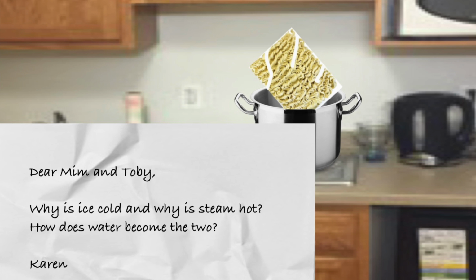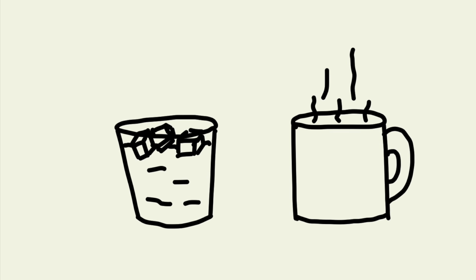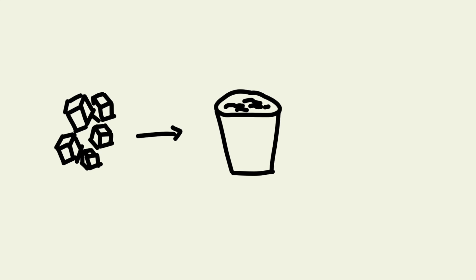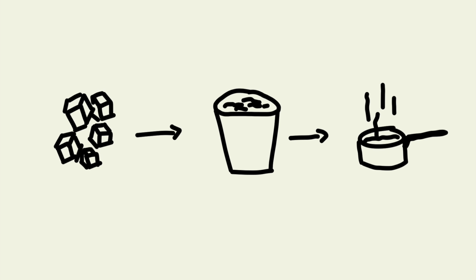Dear Mim and Toby, why is ice cold and why is steam hot? How does water become the two? Great question, Karen. Matter, such as water, can transform into different states: solid, liquid, or gas. When water is solid, it is ice. When it is liquid, it is water. And when it is gas, it is steam.